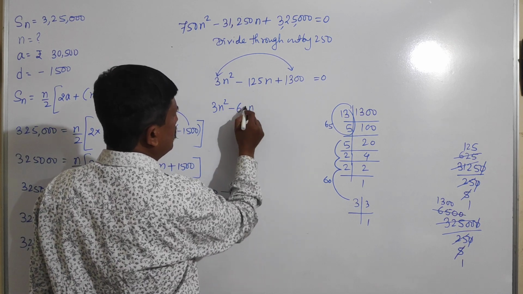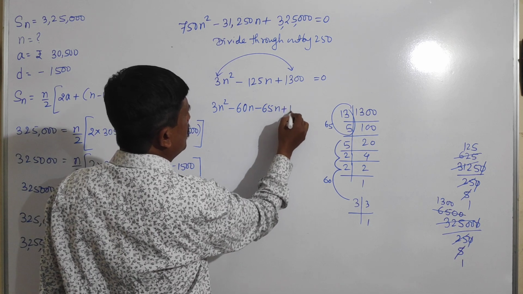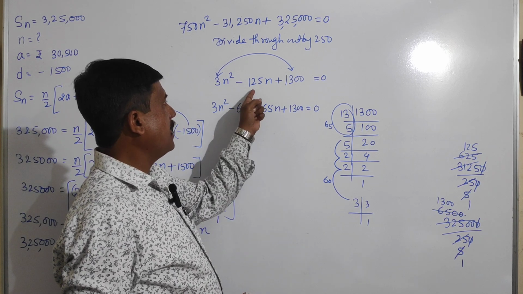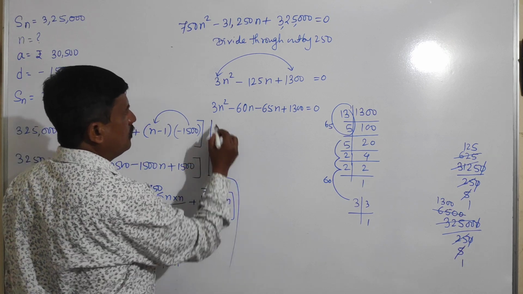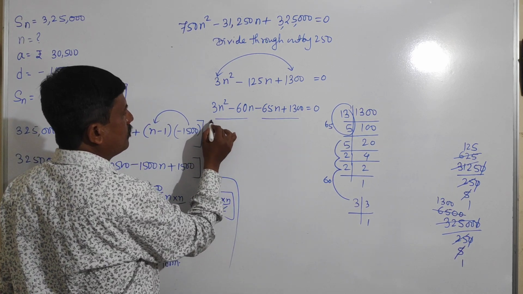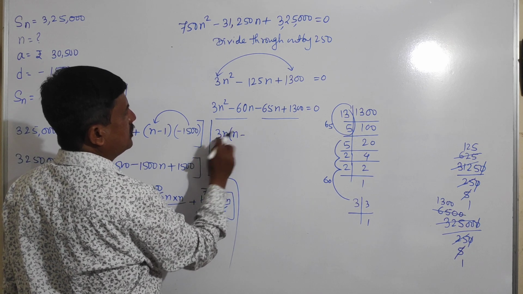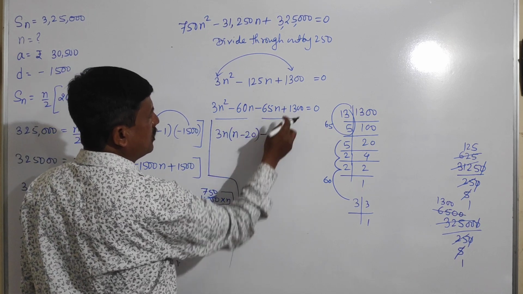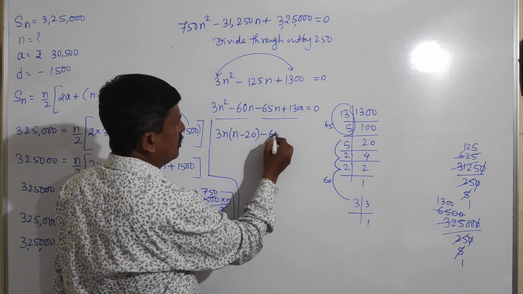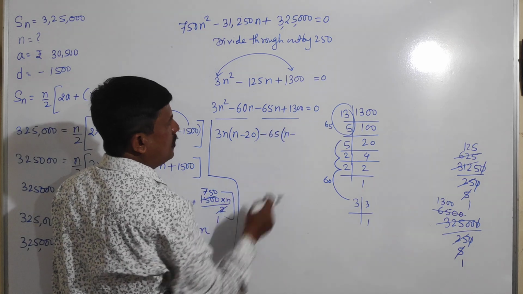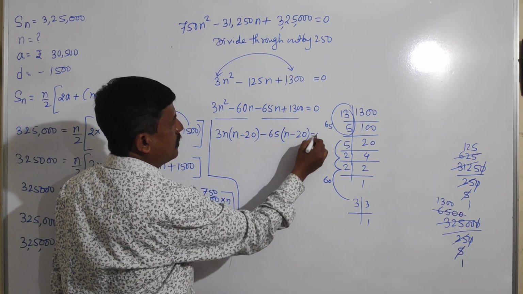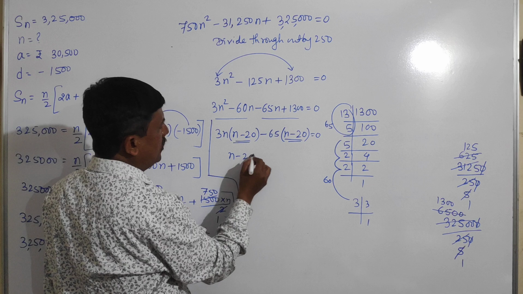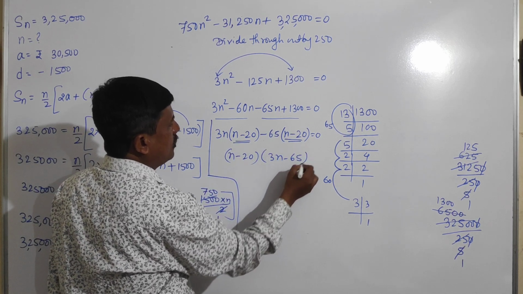So first we will take 60n minus 65n plus 1300 is equal to 0. Okay, minus 60 minus 65 is minus 125. Now we have to split the middle term. Split it. What is common? 3n, minus 20. In the table of 3, how much? This is 20 times, minus 65. So in the table, how much will this come? 65, bracket n minus, how many times will it go? 20 times. Both brackets should be the same: n minus 20 and here n minus 20. So n minus 20, here what will be? 3n minus 65 is equal to 0.